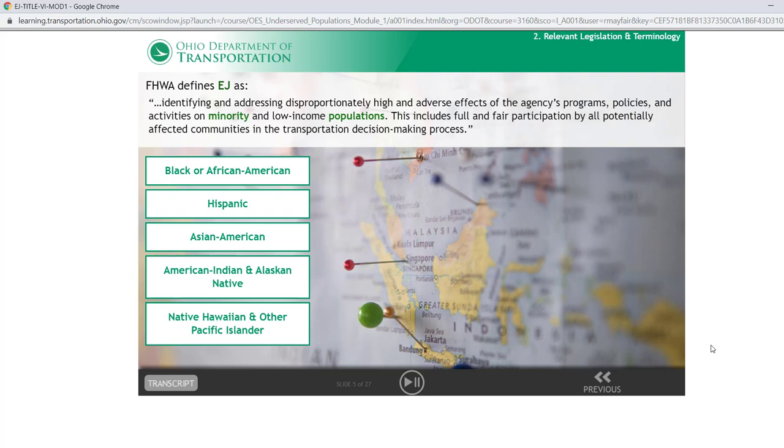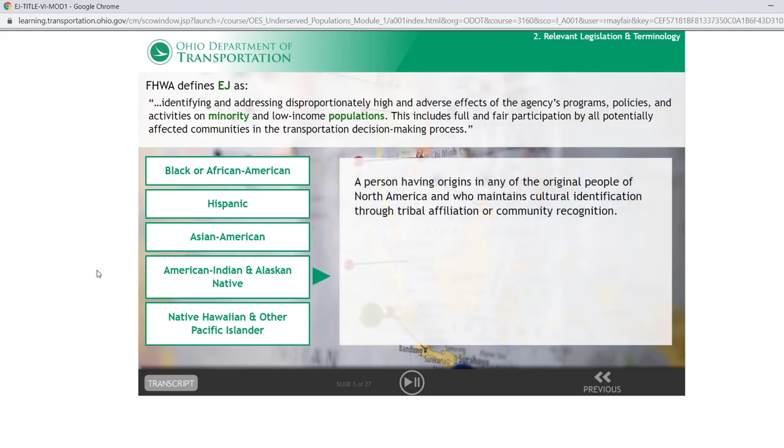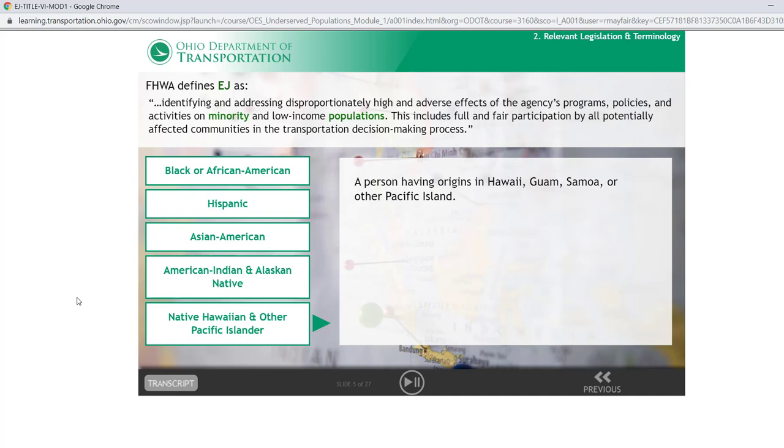For now, let's focus on what minority and low-income populations are. Minority populations include 5 different groups. Click each to learn more. A person having origins in any of the black racial groups of Africa. A person of Mexican, Puerto Rican, Cuban, Central or South American, or the Spanish culture or origin, regardless of race. A person having origins in any of the original peoples of the Far East, Southeast Asia, or the Indian subcontinent. A person having origins in any of the original people of North America and who maintain cultural identification through tribal affiliation or community recognition. A person having origins in Hawaii, Guam, Samoa, or other Pacific island.